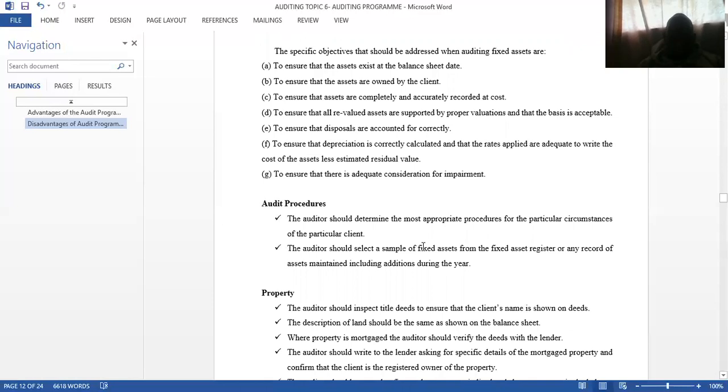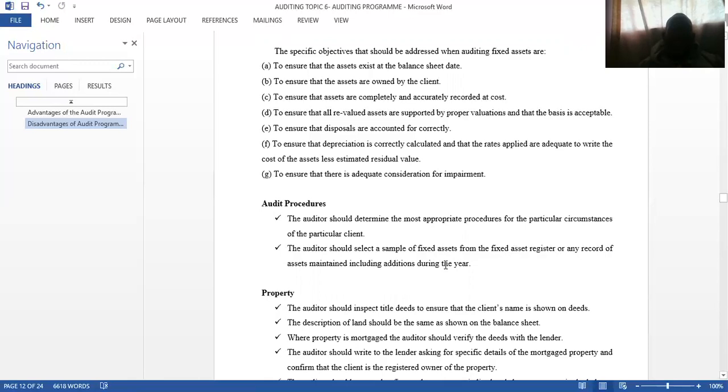The auditor should determine the most appropriate procedure for the particular circumstances. Remember, not all procedures are appropriate in conducting every audit. Some environments might be favorable for a particular company, but may be unfavorable for other companies. So choose the appropriate procedure for a particular circumstance. The auditor should select a sample of fixed assets from the fixed assets register or any record of assets maintained, including additions during the year.